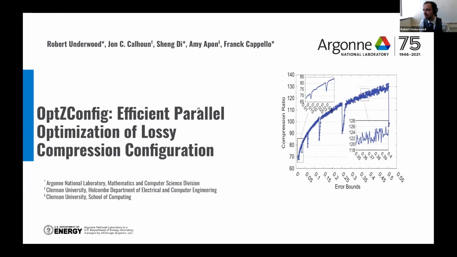So now I'm going to be talking about OptiZ config, efficient parallel optimization of lossy compression configuration to preserve user qualities of interest. So this represents some work that was recently published in IEEE Transactions on Parallel and Distributed Systems. And the picture on the right is kind of the motivating question for this talk. So next slide, please.